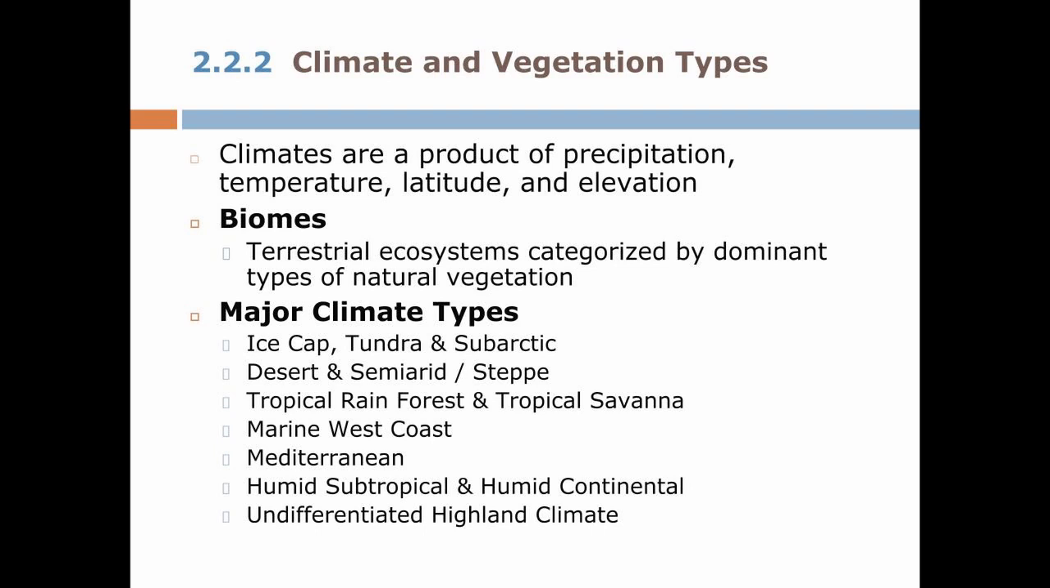Our brief discussions of geology and meteorology in this chapter have led us to a discussion of climate. Climates are products of precipitation, temperature, latitude, and elevation. The climate of an area, in turn, develops the biome of the area. The two are directly connected. Biome, of course, being the terrestrial ecosystem categorized by the dominant type of natural vegetation.